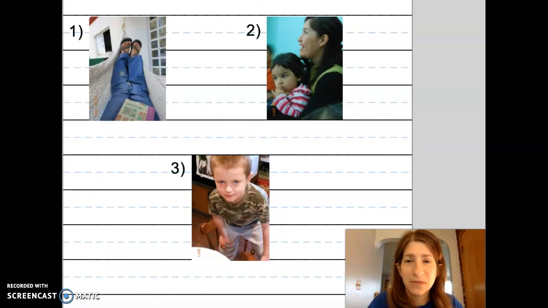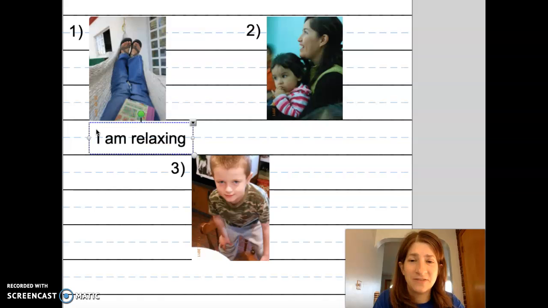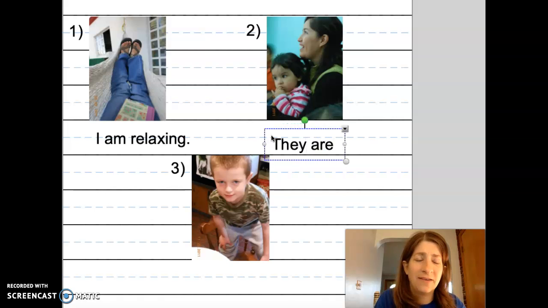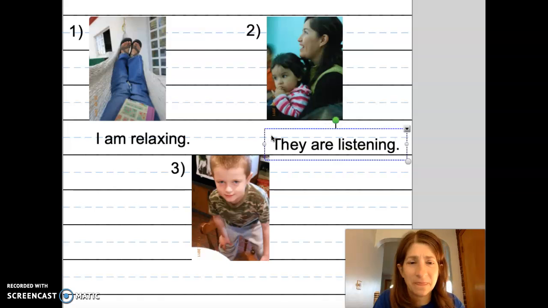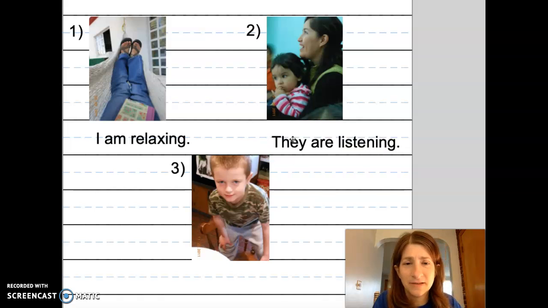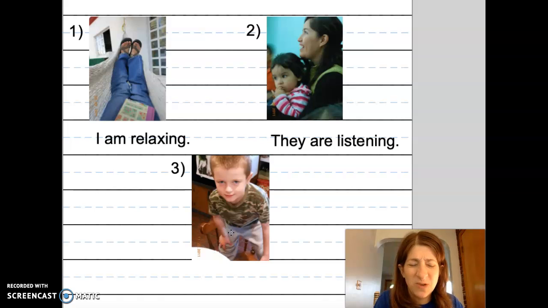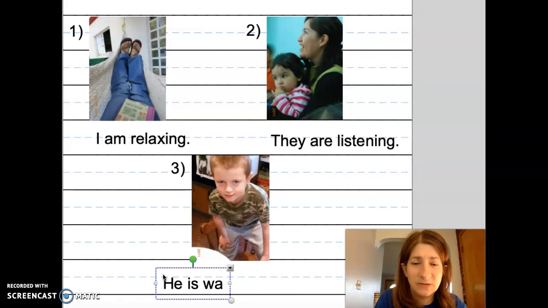Let's practice a little bit. This is actually me. So if I'm talking about myself, I could say something like, I am relaxing. Oh, two girls here. So like ellas in Spanish. I could say they are listening. Here's a boy. Would I use he or she? That's right. I would say he is waiting.